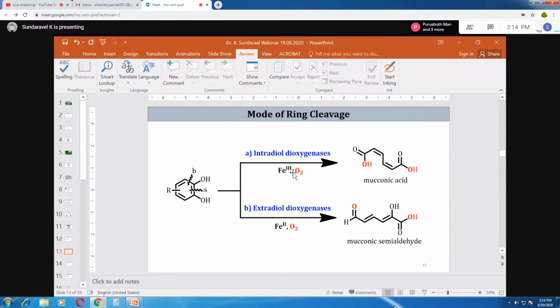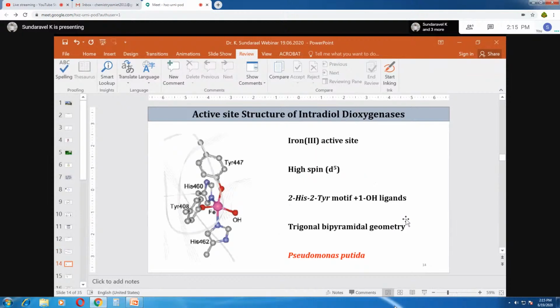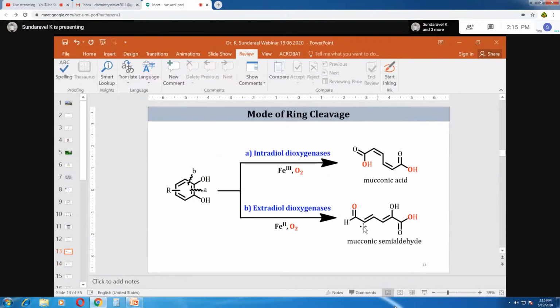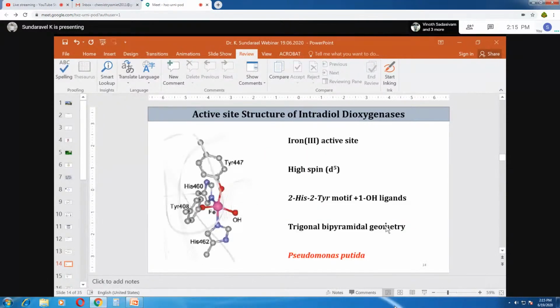Both enzymes activate molecular oxygen and insert both oxygen atoms into the product. The carbon-carbon bond cleavage is entirely different. The intradiol enzymes cleave the carbon-carbon bond between the two hydroxyl groups, whereas the extradiol enzymes cleave the carbon-carbon bond adjacent to the hydroxyl groups. So the products are also entirely different. In one case we get the diacid, and in the other we get the semialdehyde as a product. Among these two pathways, the extradiol cleavage pathway is the common pathway adopted by nature.